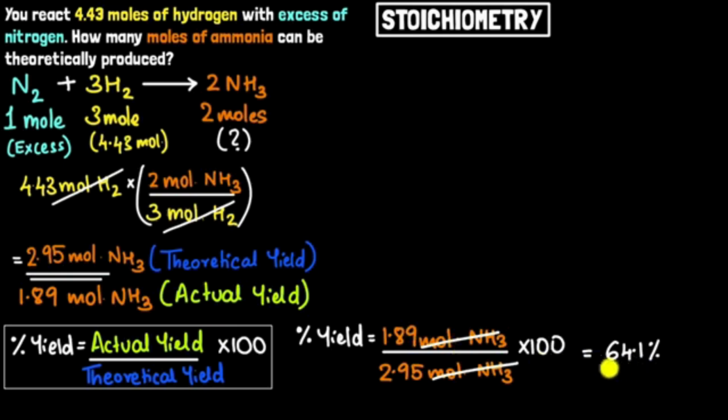This number tells us that in the lab, we achieved about 64.1% of the maximum yield that we could theoretically get. It's kind of like the test results. That number tells us what percent of the maximum score we have achieved. Anyways, our calculations on paper will only give us theoretical yield. Of course, for the actual yield, we have to do the experiment in the lab. So let's move on to the next problem.